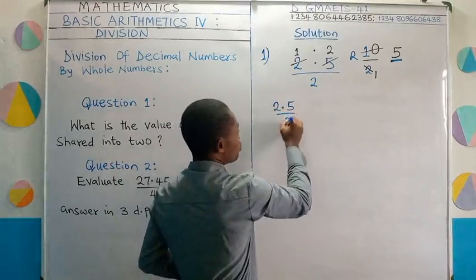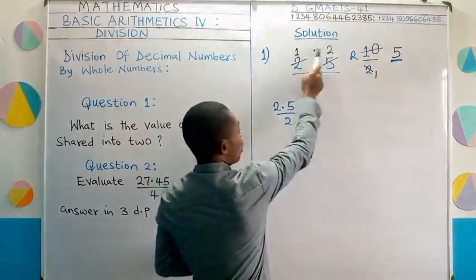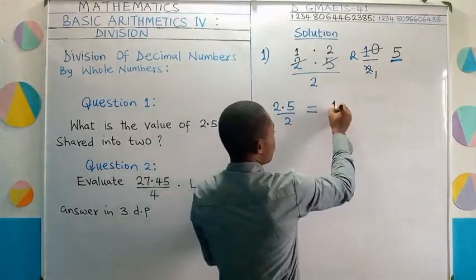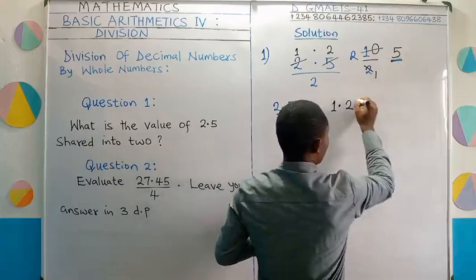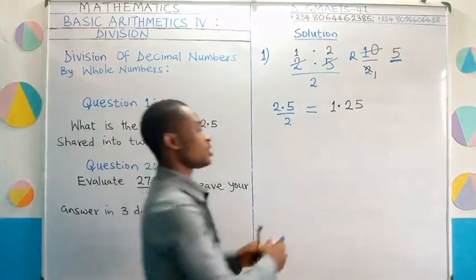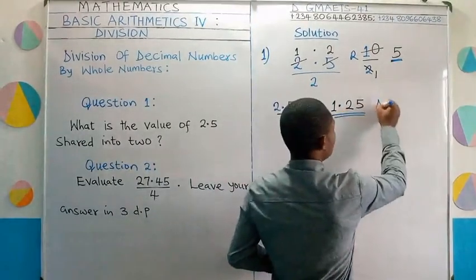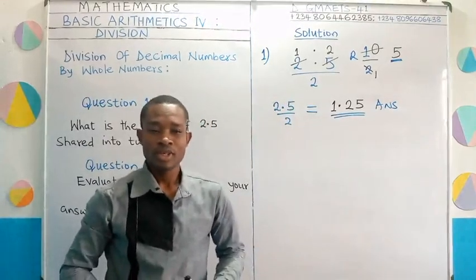2.5 divided by 2, the answer is going to be, let's go. Now we have 1.2. So we're going to write that 1.2. And then if we move on, the decimal digit also includes 5. So we have 1.25. And this is the answer if you share 2.5 into 2.